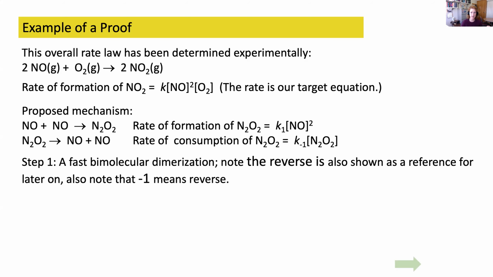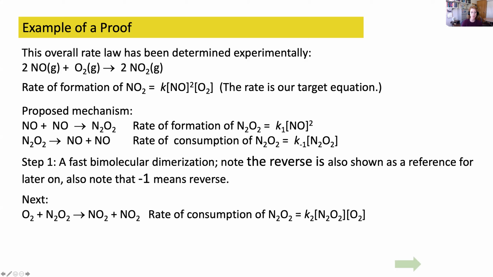And then the second step. So step 1 is a fast bimolecular dimerization. A dimerization is where I take 2 things and I make 1 thing, and then I take the 1 thing and break it up into 2 things. So this negative 1 is just the reverse. The reverse is just a reference for later on.